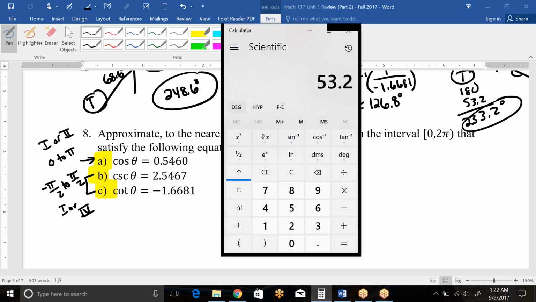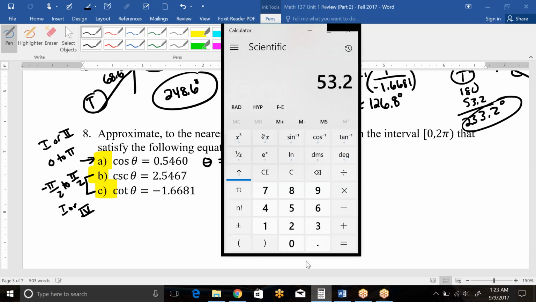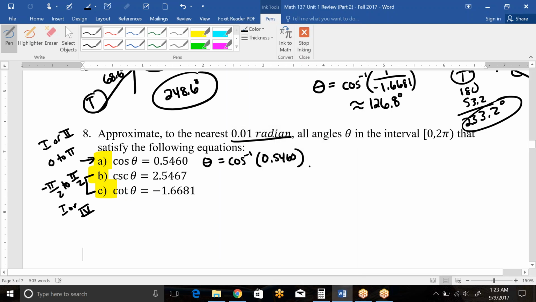So let's change our calculator to radians. And we're doing inverse cosine of the 0.5460. 0.5460 inverse cosine, that's 0.9932, which we'll call 0.99. Now that is, remember, not my final answer always. We have to make sure we are getting the right answers.